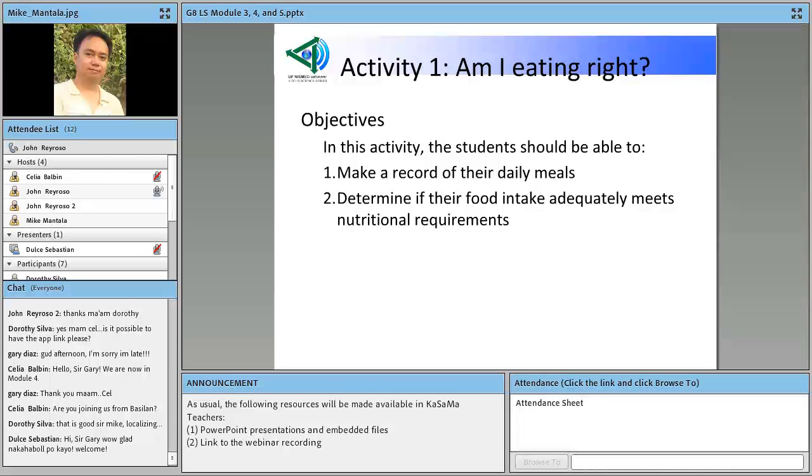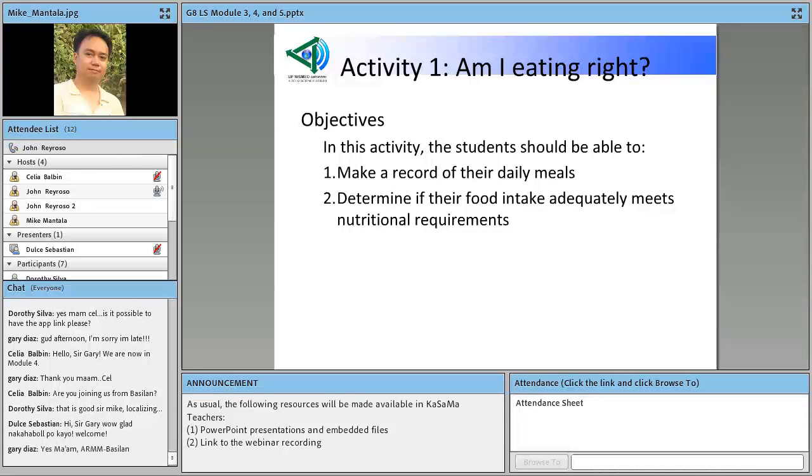Okay, so in this activity, this is activity 1, "Am I eating right?", the students should be able to make a record of their daily meals and determine if their food intake adequately meets nutritional requirements. A record of their daily meals, parang diary lang ito, parang logbook nila. Tapos susulat nila doon ano yung kinain nila. For breakfast, anong kinain nila? For lunch, anong kinain nila? For dinner. Okay, medyo sensitive lang itong activity na ito.